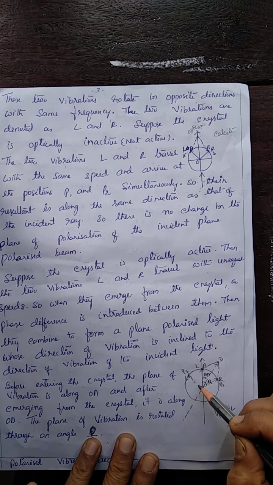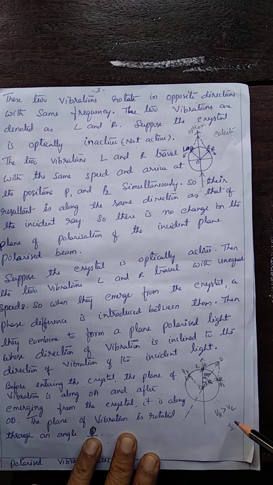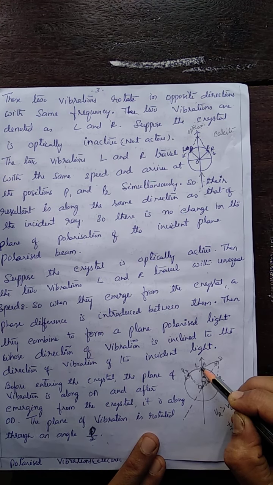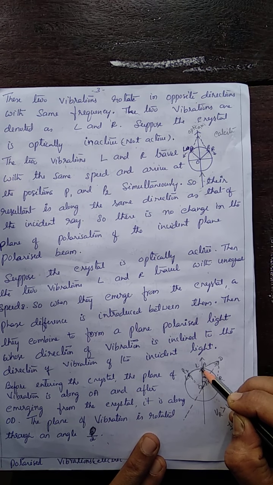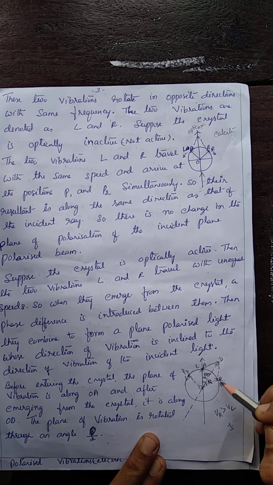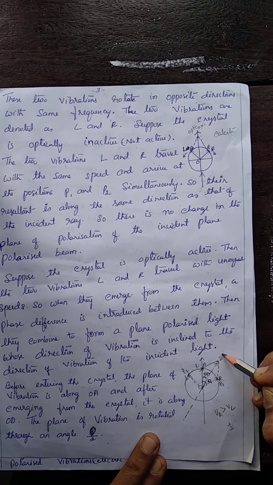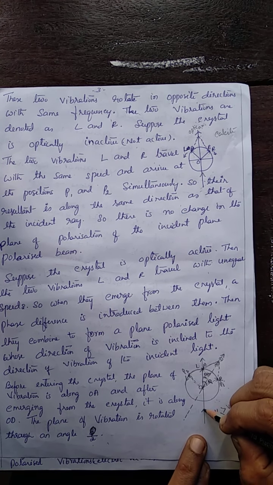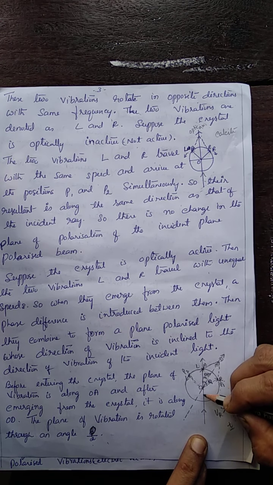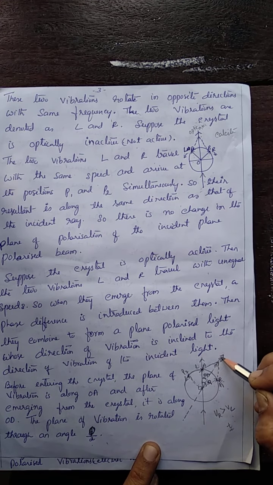As a result, this much phase difference, or path difference, is introduced between L and R. So the position of L is now this one, and P2 is here. If you complete the parallelogram now, these are the adjacent sides, and the diagonal of the parallelogram, the resultant, is along this. What it says is, the plane of polarization of the incident beam is this, and the plane of polarization of the emergent beam is this.